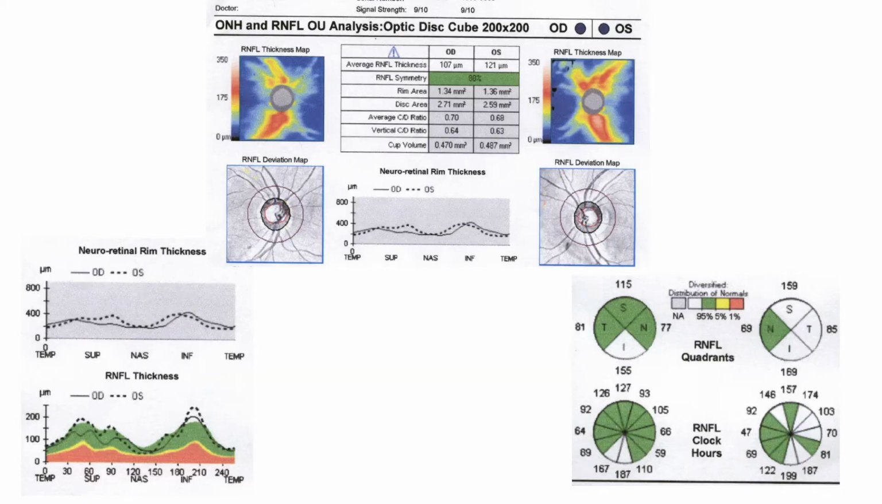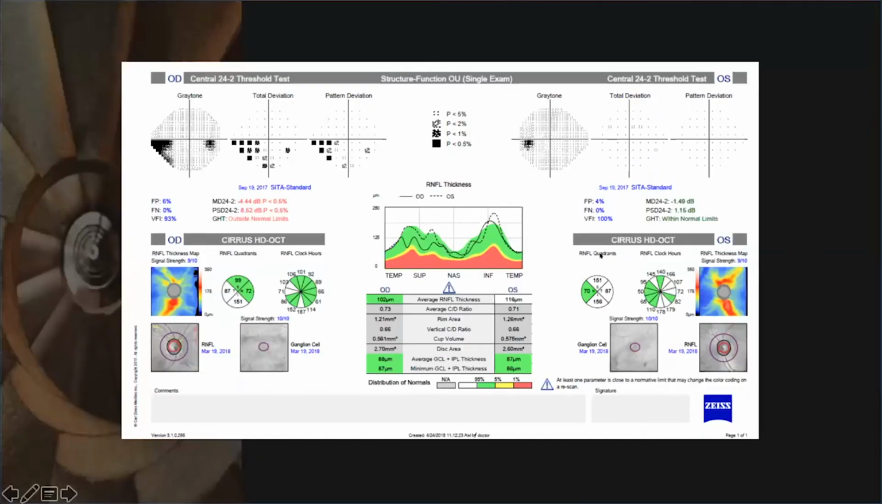I already talked about the asymmetry in the TSNIT curves and the asymmetry in our quadrants and clock hours as well. I love this plot. This is the structure-function plot. And I love this because it really lets you put things all together. In this RNFL thickness map, you really see that asymmetry between the right and left eye superiorly. And we see, on a somewhat later visual field, a well-defined inferior nasal step, a partial arcuate defect, which correlates very well with the defect that we see superiorly.